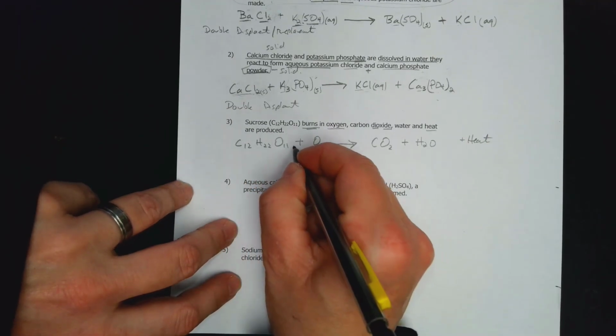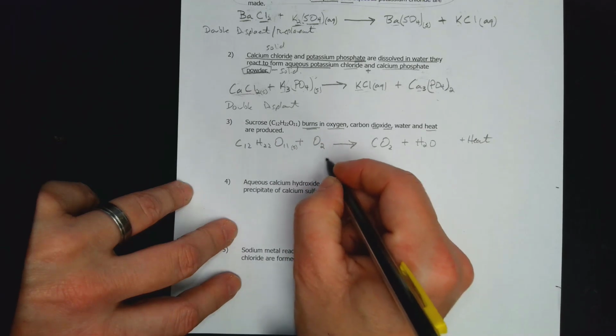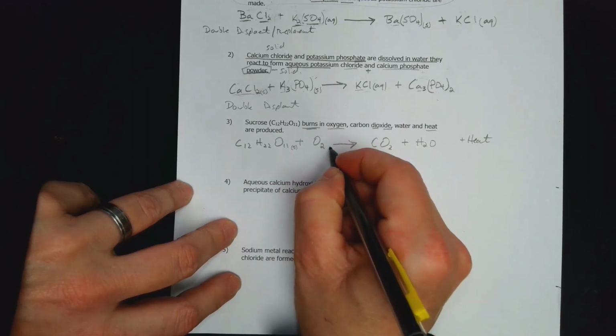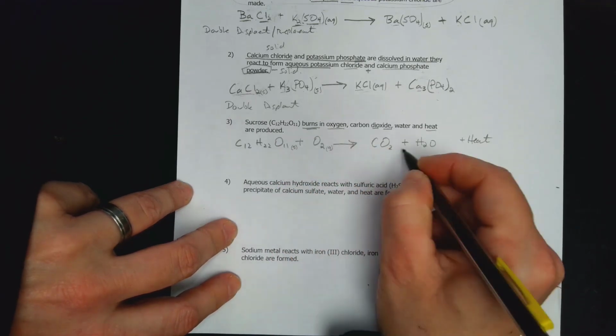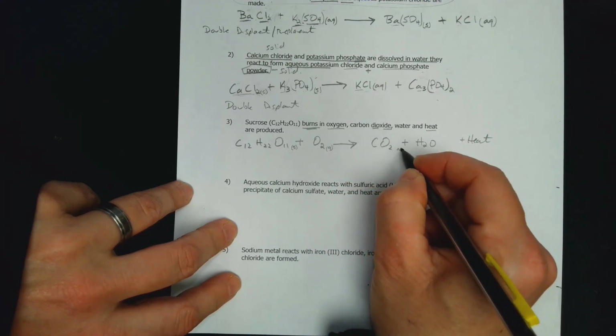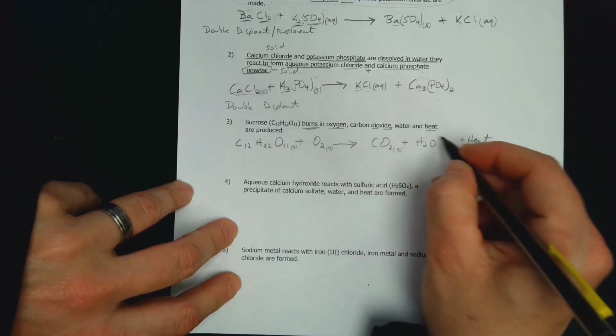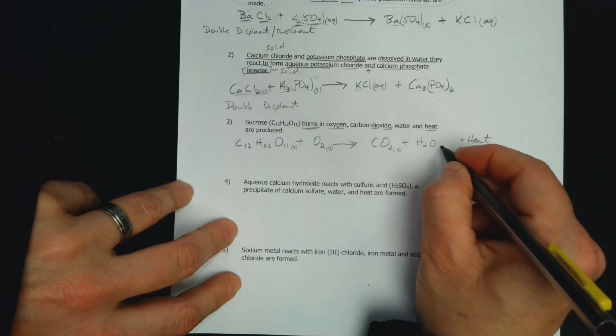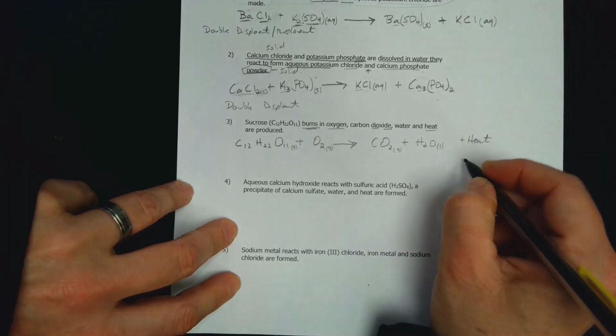Okay. Now let's talk about states. This is sucrose. This is sugar, you guys. So I know sugar is going to be in solid form. Burns in oxygen, gas. Carbon dioxide exists at room temperature as a gas. And usually my water, when it's done, is going to end up as liquid water and then heat.